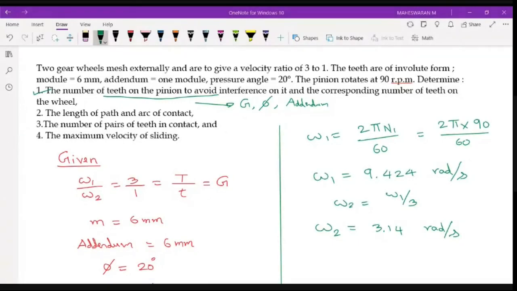Are you getting it? Sir, then in the previous problem, why is it that we multiplied by module for getting the addendum? Sir, we already multiplied here, right, sir? Addendum is equal to 1, it is already multiplied. Yeah, it is already multiplied, so you have to substitute it directly. So you no need to multiply it again. So don't divide it. Directly substitute it.